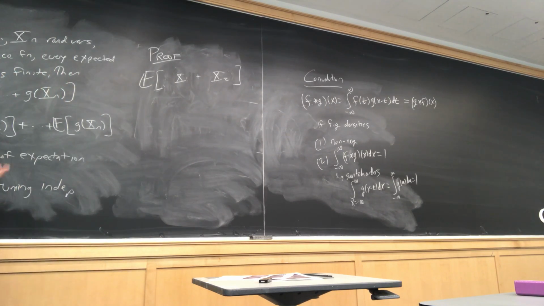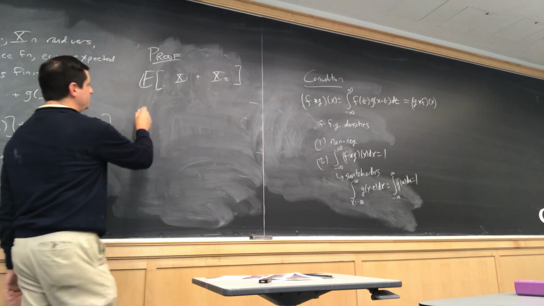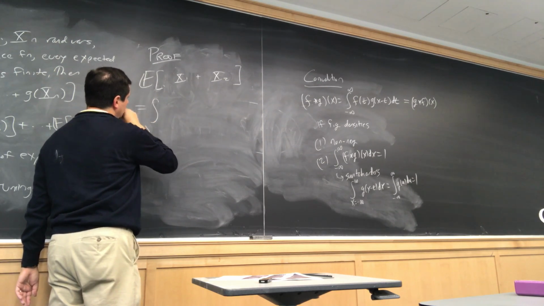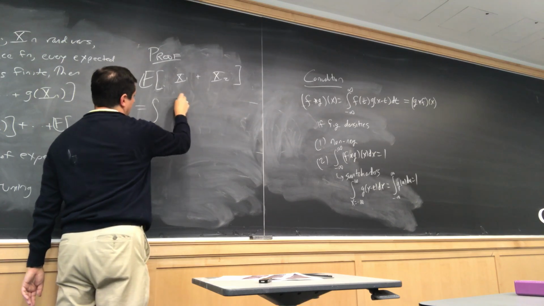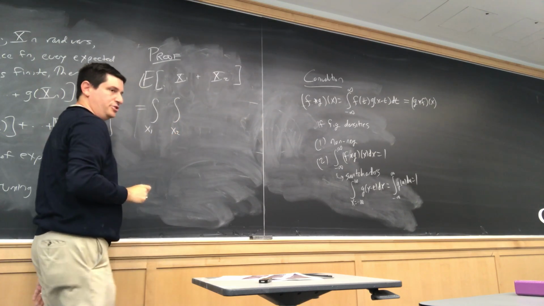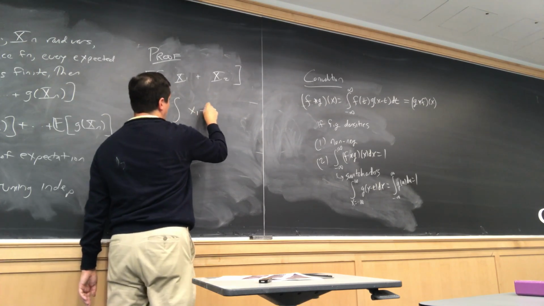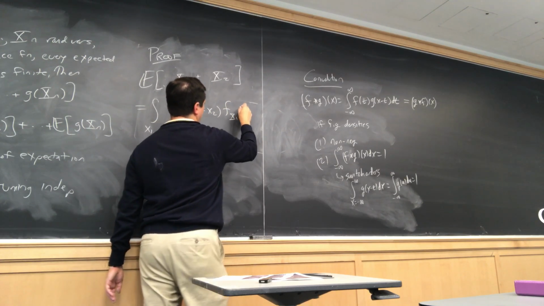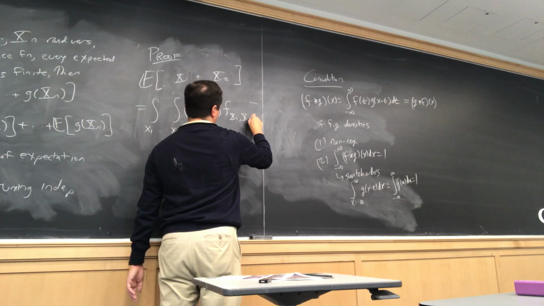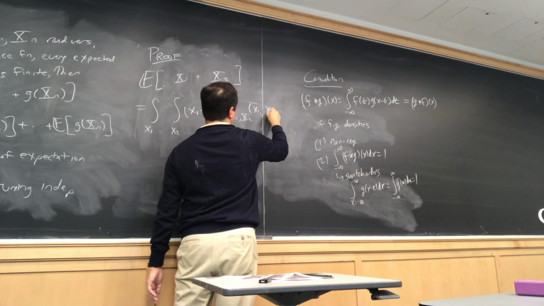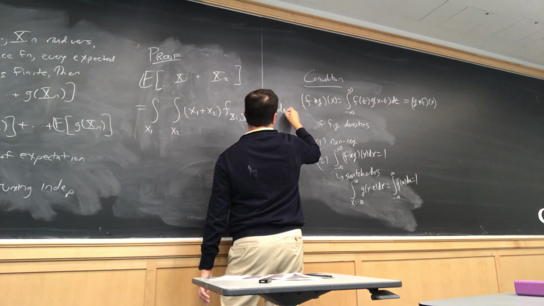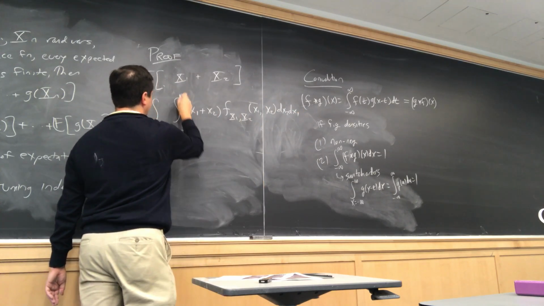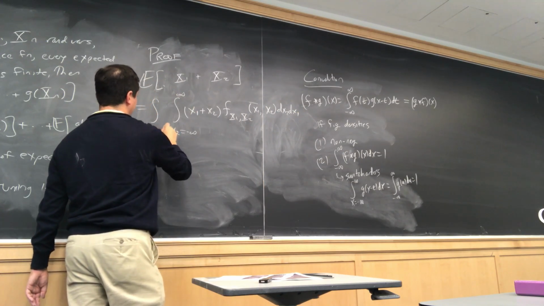It's the same argument. All right, so let's look at what this means. It's going to be the integral, and I'll be a little vague right now, over x1 and x2, of x1 plus x2 times the joint density f(x1, x2), dx2 dx1, where x2 goes from minus infinity to infinity and x1 goes from minus infinity to infinity.